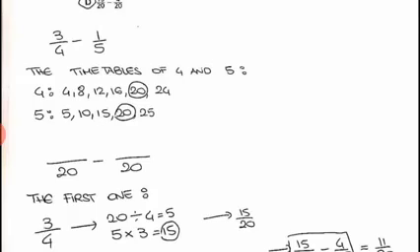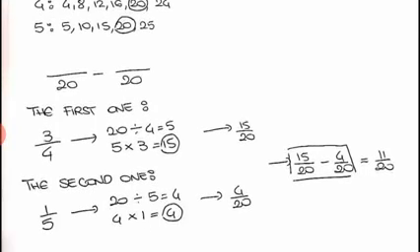So we write the two fractions with 20 and 20. The first one is 3 over 4. So we make 20 divided by 4 equals 5. 5 times 3 equals 15. So our fraction becomes 15 over 20. The second one, 1 over 5. 20 divided by 5 equals 4. 4 times 1 equals 4. So it becomes 4 over 20.